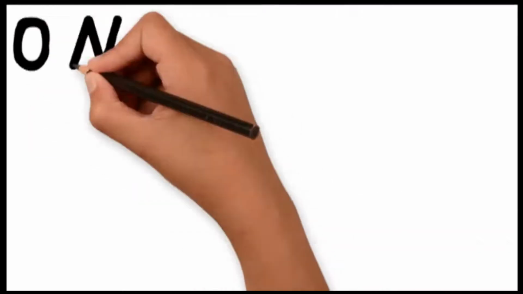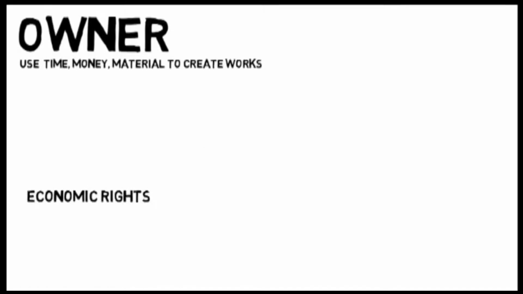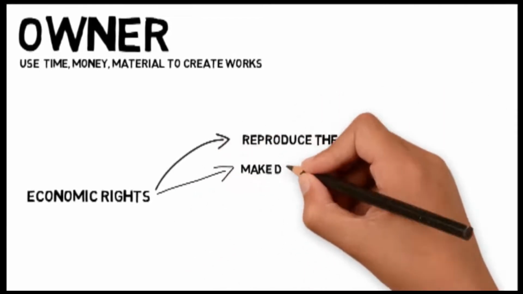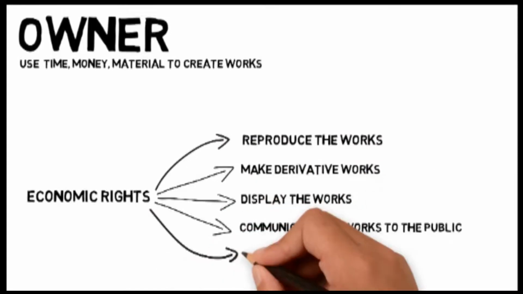On the other hand, the owner is the person or entity who uses their time, makes a financial investment in, or uses their material and technical facilities to create works. They have the economic rights, or exploitation rights, which mean the rights to reproduce the works, make derivative works, display the works, and communicate and distribute the works to the public.